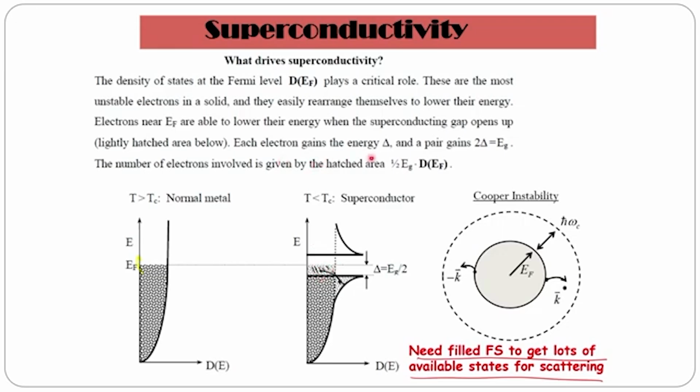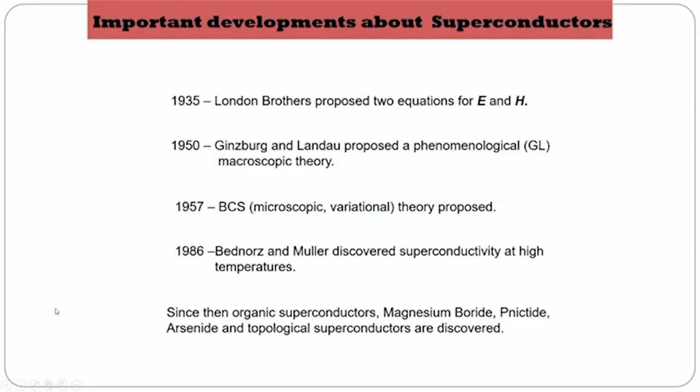So each electron gains this energy delta, and a pair gains this energy 2 delta, and the number of electrons involved is proportional to this hatched area, which is something like half E_g times the density of states at the Fermi level. Okay. So what is important is that you should have a filled Fermi sea, and then certain agencies can induce this attractive interaction which will cause superconductivity.